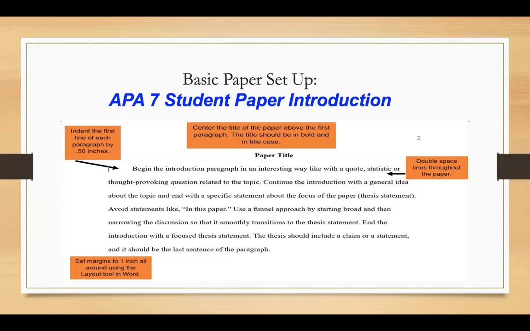A very thought-provoking question related to the topic. Continue the introduction with the general idea about the topic and end with the specific statements about the focus of the paper. That's the thesis. Like what I've just talked about, the stress levels. Stress levels are common amongst undergraduate students, and you talk about it, etc. And in this paper, then you focus on what exactly you want to talk about.